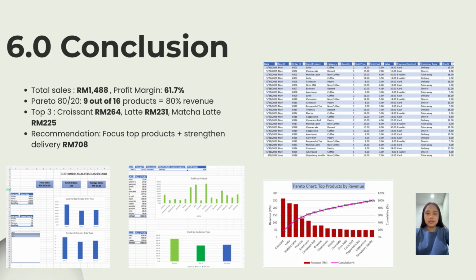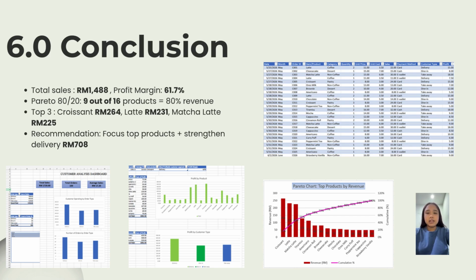Second, key finding. Pareto 80/20 rule applies. Only 9 out of 16 products generate 80% revenue. Top 3 products are croissant 264 ringgit, latte 231 ringgit, and matcha latte 225 ringgit. Together, they contribute 47% of total sales.